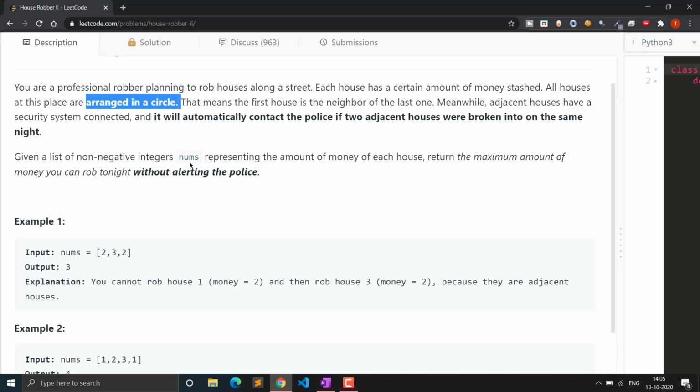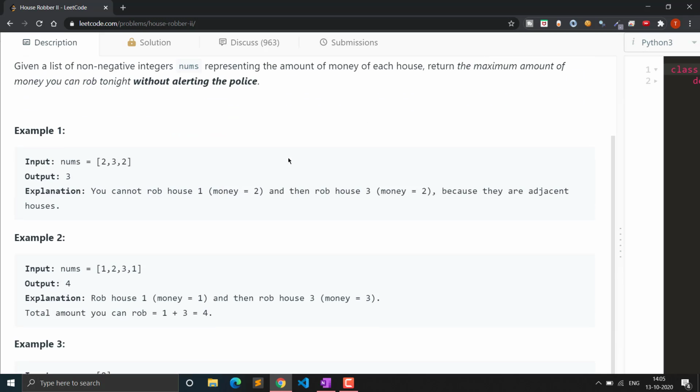So let's see. Given a list of non-negative integers representing the amount of money of each house, return the maximum amount of money you can rob tonight without alerting the police. If you have solved House Robber 1, you will understand how to approach this. In this example we are given 2, 3 and 2.